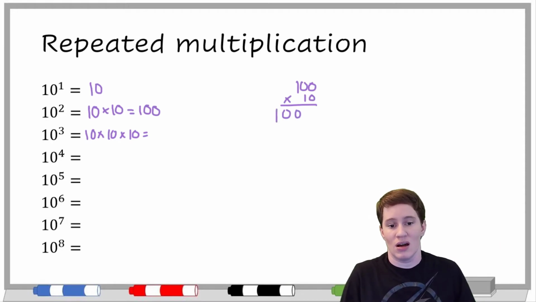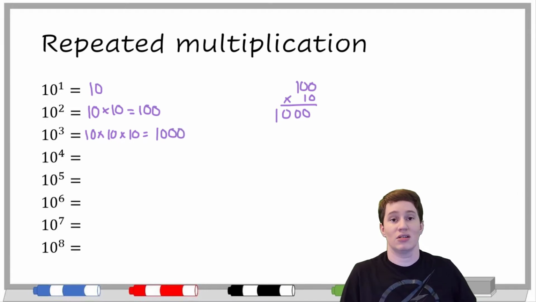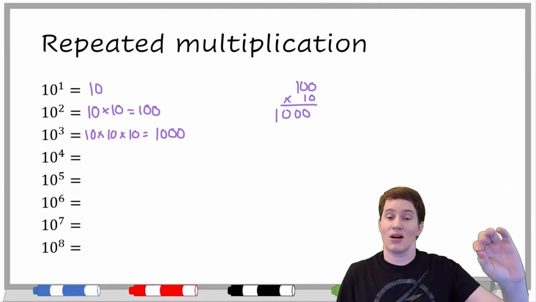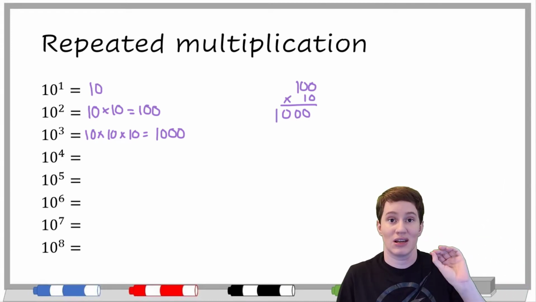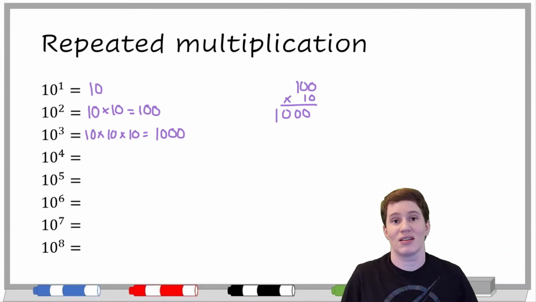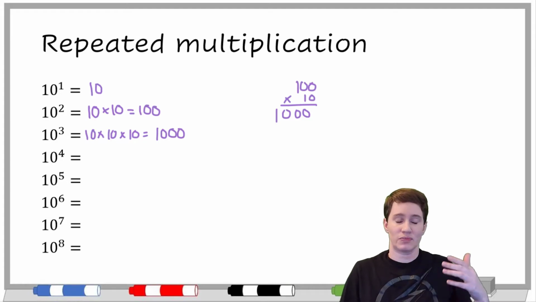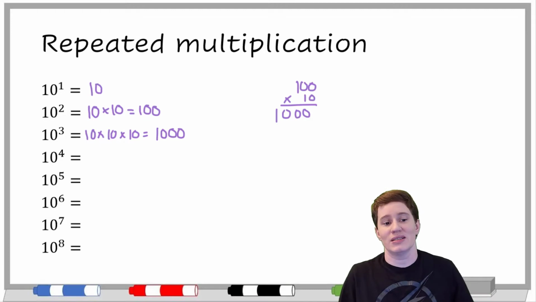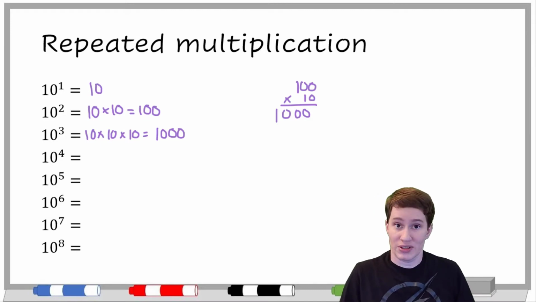So 100 times 10 is 1,000. Do you notice anything, any sort of connection or pattern between the exponent we're raising to and how many zeros there are? Hopefully so, because math is all about finding patterns and making sure that those patterns actually work out to be mathematically sound, and in this case they do. If I do 10 to the fourth, which is 10 times 10 times 10 times 10, then that means that I would have 4 zeros, and so that gives me 10,000.